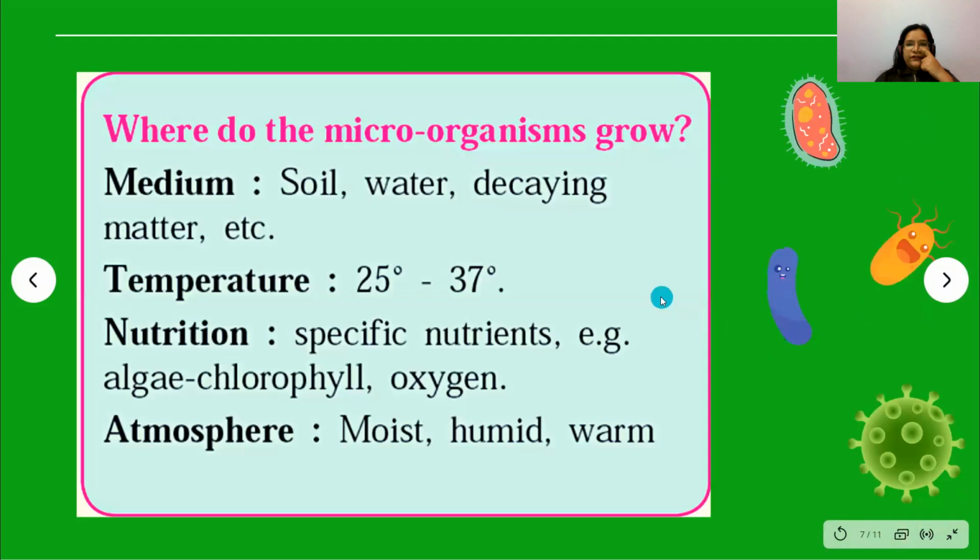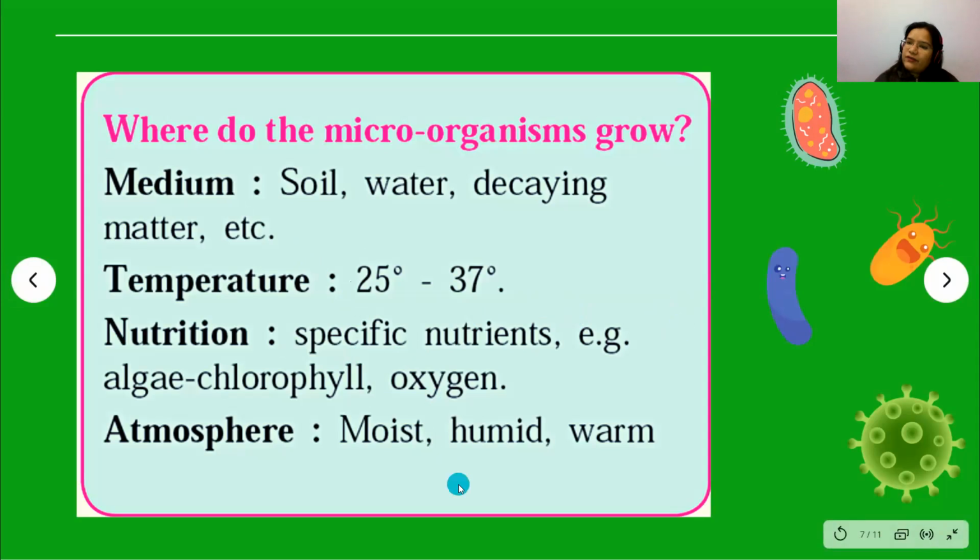Now, typically, if you have to know how microorganisms grow, if you talk about medium, where do they grow? They grow on soil, water, decaying matter, right? All these places. The normal temperature range that you see is 25 to 37 degrees Celsius. So this is the temperature range in which they grow. And if you talk about nutrition, what kind of nutrients do they require? Different organisms require different nutrients.